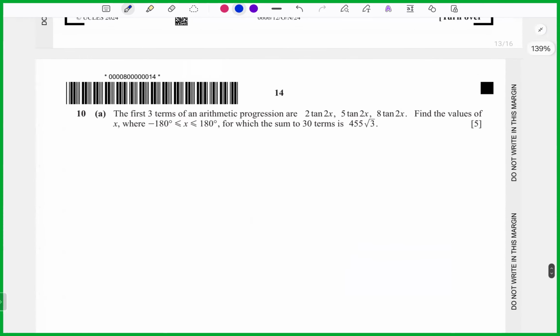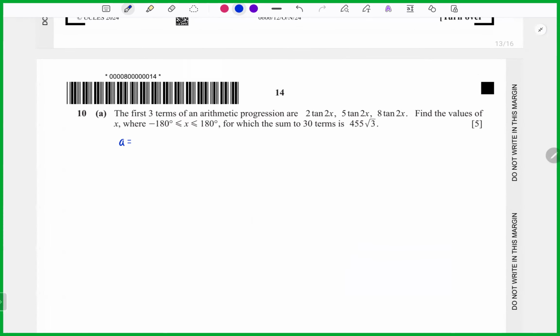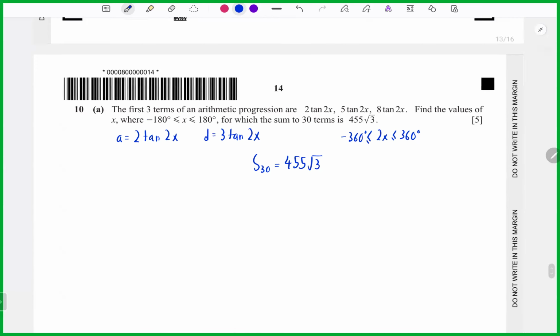Okay, so now we try to list out first. The first term is 2 tan 2x, right? And then your common difference is 3 tan 2x. That's very important, we need to know it. And then you see the question says S13 equals 455 square root 3. Now you see tan 2x, so you need to multiply the range by 2, so 2x is between negative 360 degrees and 360 degrees. So you try right here.